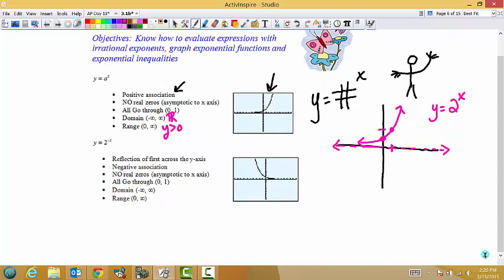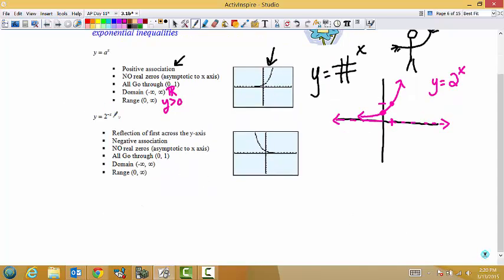If it was 2 to the negative x, that's a reflection of the first across the y-axis. Whoops, I'm lying. Positive association means it's rising. It's exponential growth. Sorry about that. And negative association means it's decay. It's falling from left to right. It's decreasing. So it has an asymptote on my x-axis, passes through the point 0, 1.